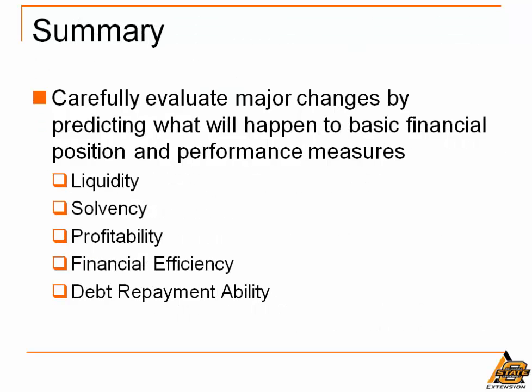In this example, we provided an illustration of how to evaluate a proposed significant change, in this case, a significant capital purchase, by projecting what would happen to financial position and financial performance in each of the 5 categories previously discussed. Monitoring and projecting position and performance in the areas of liquidity, solvency, profitability, financial efficiency, and debt repayment ability will help the farm to run much more smoothly and can sometimes provide a needed caution signal that prevents the farm from moving forward with big changes that could prove unwise.